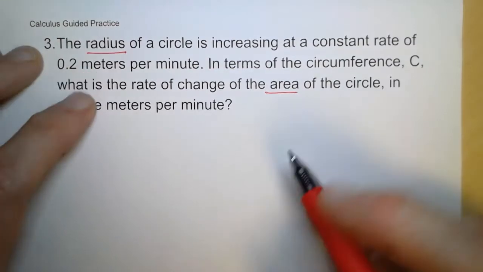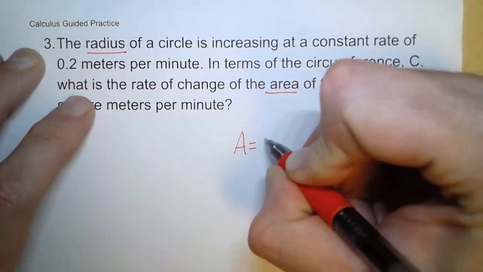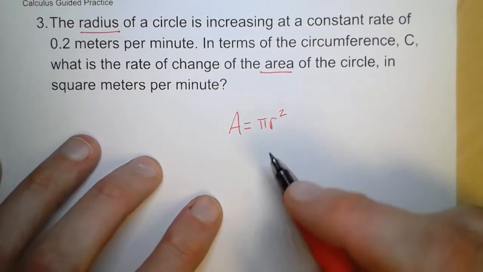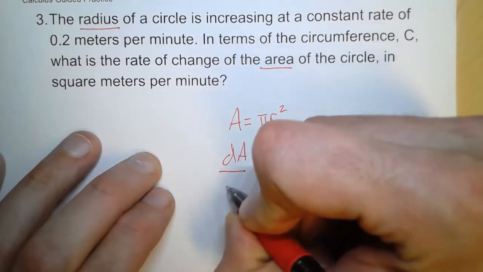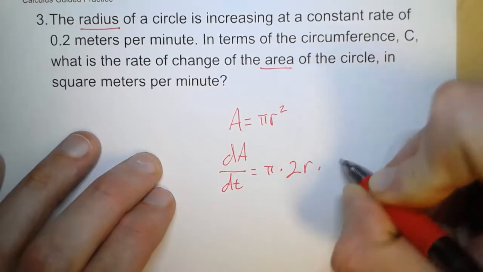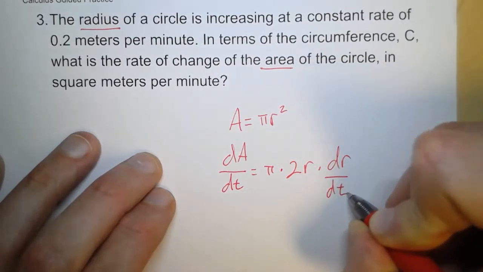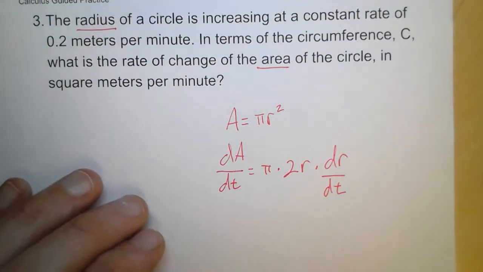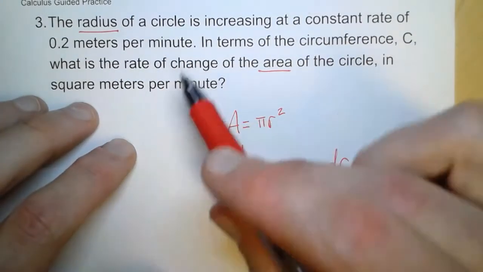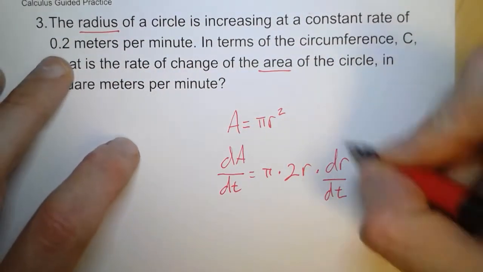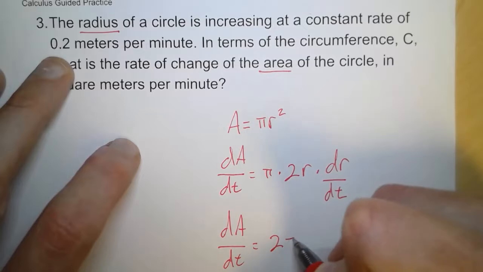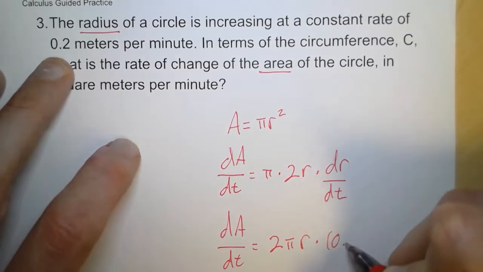So we need to relate these two quantities. The area of a circle is pi r squared. We can take this derivative with respect to time. So dA/dt equals pi times 2r times dr/dt. Now, what do we know? We know that the radius is increasing at a constant rate of 0.2. So we can plug 0.2 in for dr/dt. I'll put the 2r out front times 0.2.